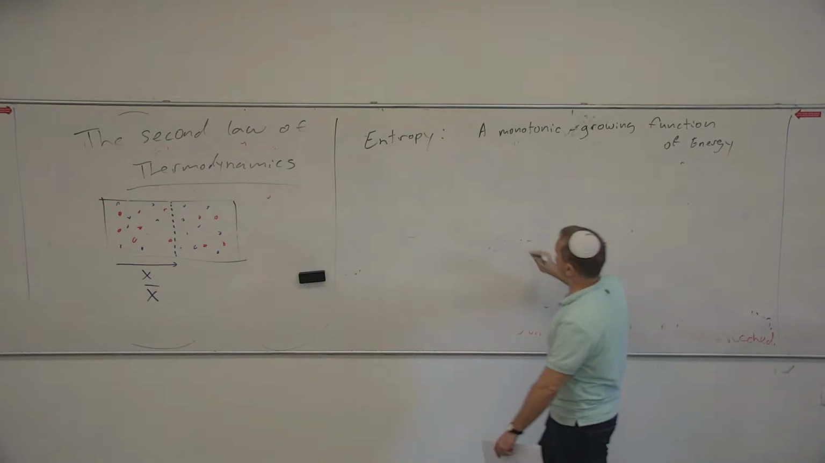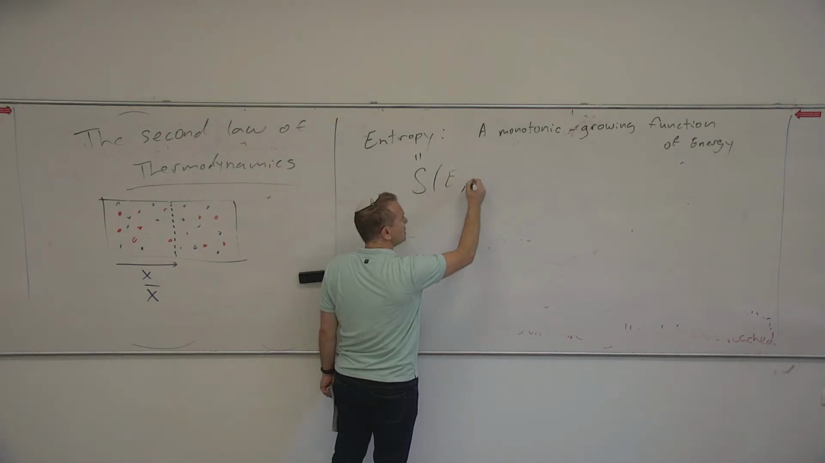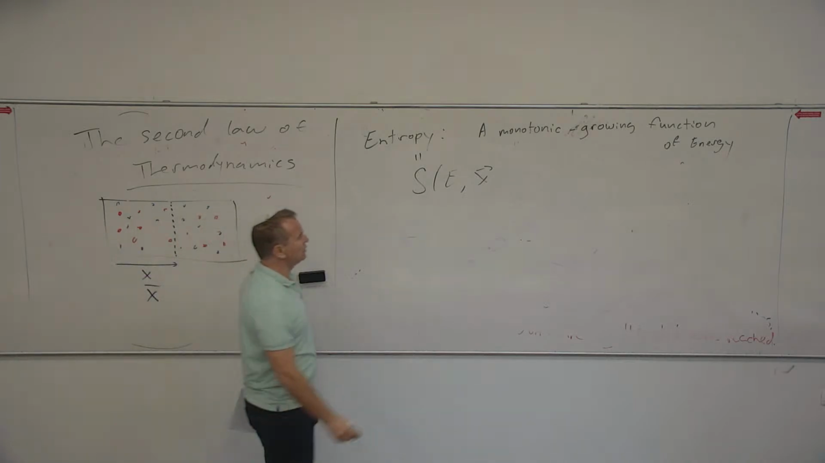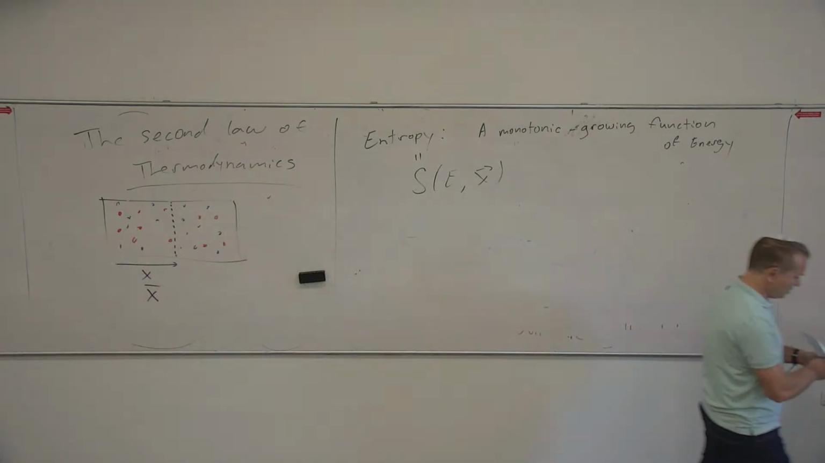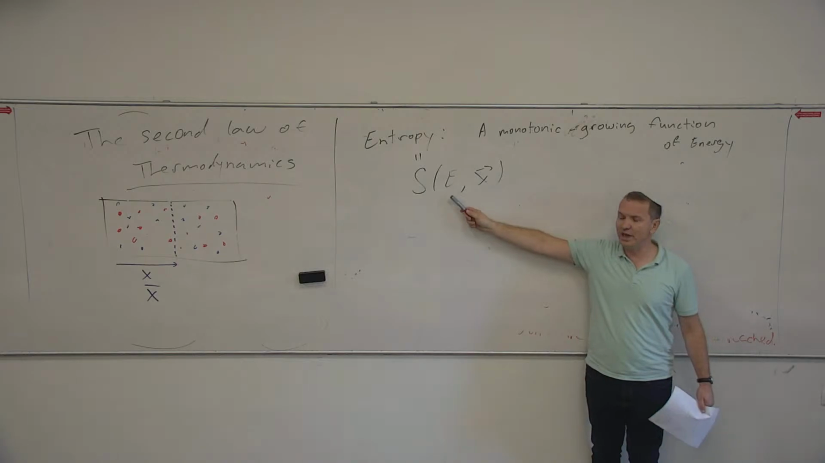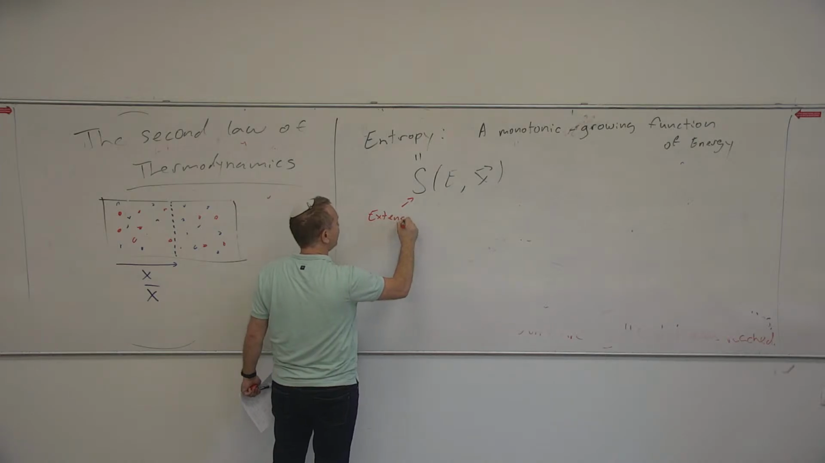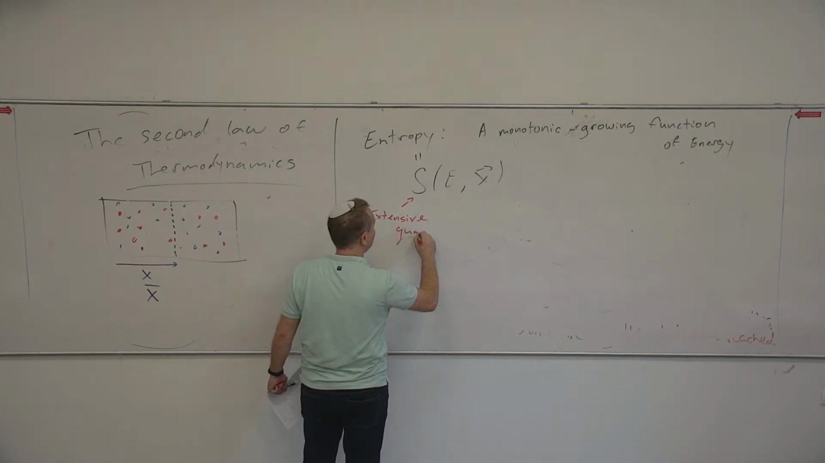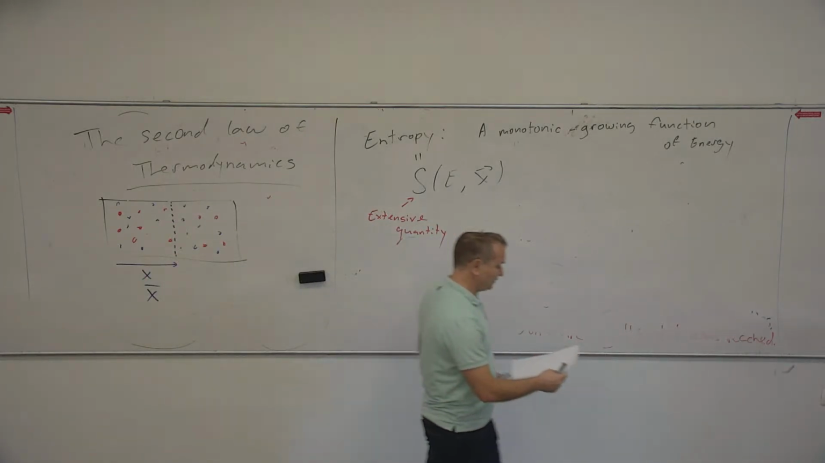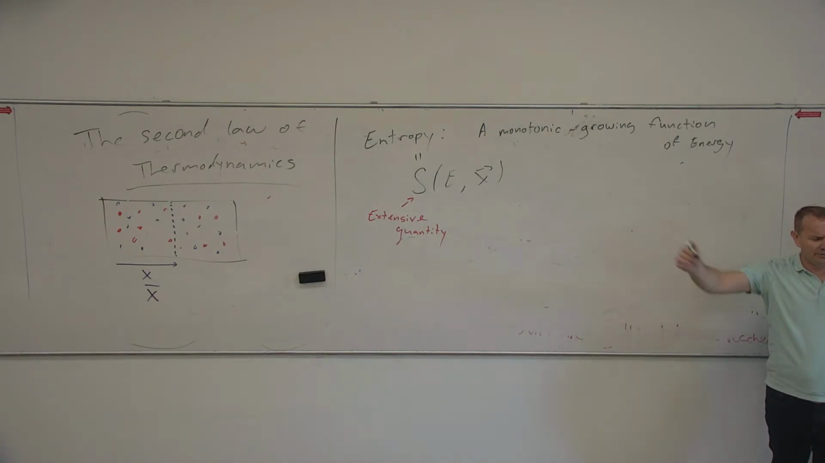So in general, S is my entropy. It depends on the energy and maybe some other extensive variables of the system. As energy grows, the entropy grows. And I would also say that it is an extensive quantity.